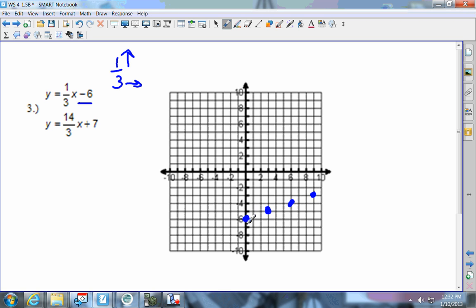I can also go down 1 and to the left 1, 2, 3. Down 1 and to the left 1, 2, 3. I will draw my line.